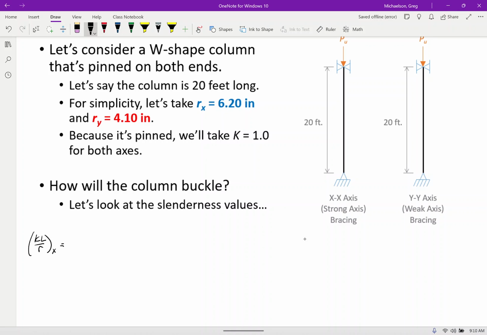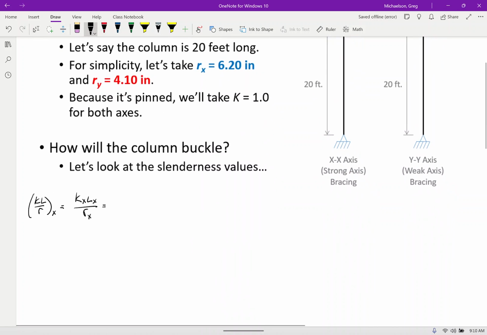So the first thing that we're going to do is compute KL over R for the x-axis, which is really just going to be KxLx over Rx. Some of you are thinking, why do you have the same diagram over here as you do over here? Don't worry, that's going to make sense in a little bit.